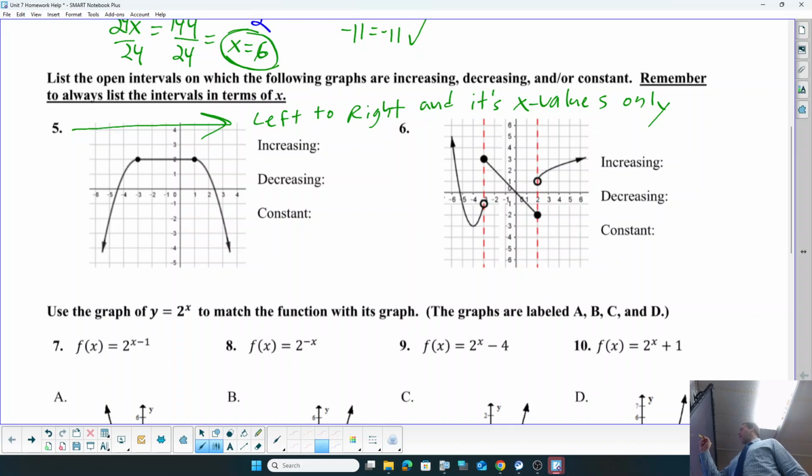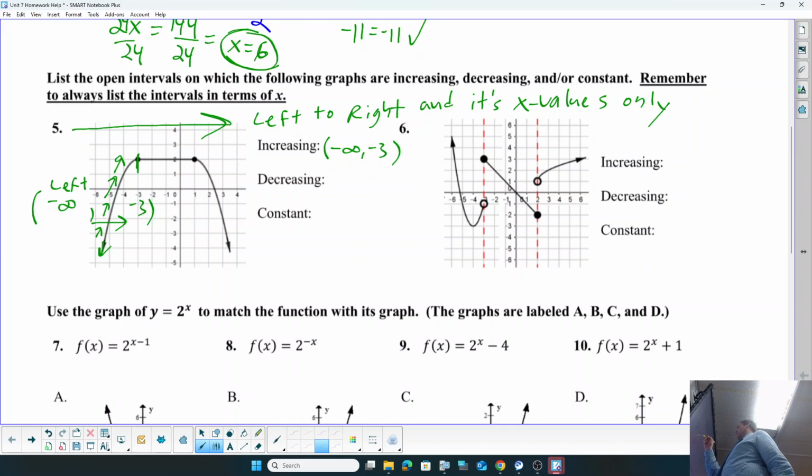So from left to right, what are we doing right now? Right now, from left to right, even though the arrow is pointing down, we are actually going up. So we're actually increasing until we get to negative 3. So from negative infinity until we get to negative 3, we are increasing.